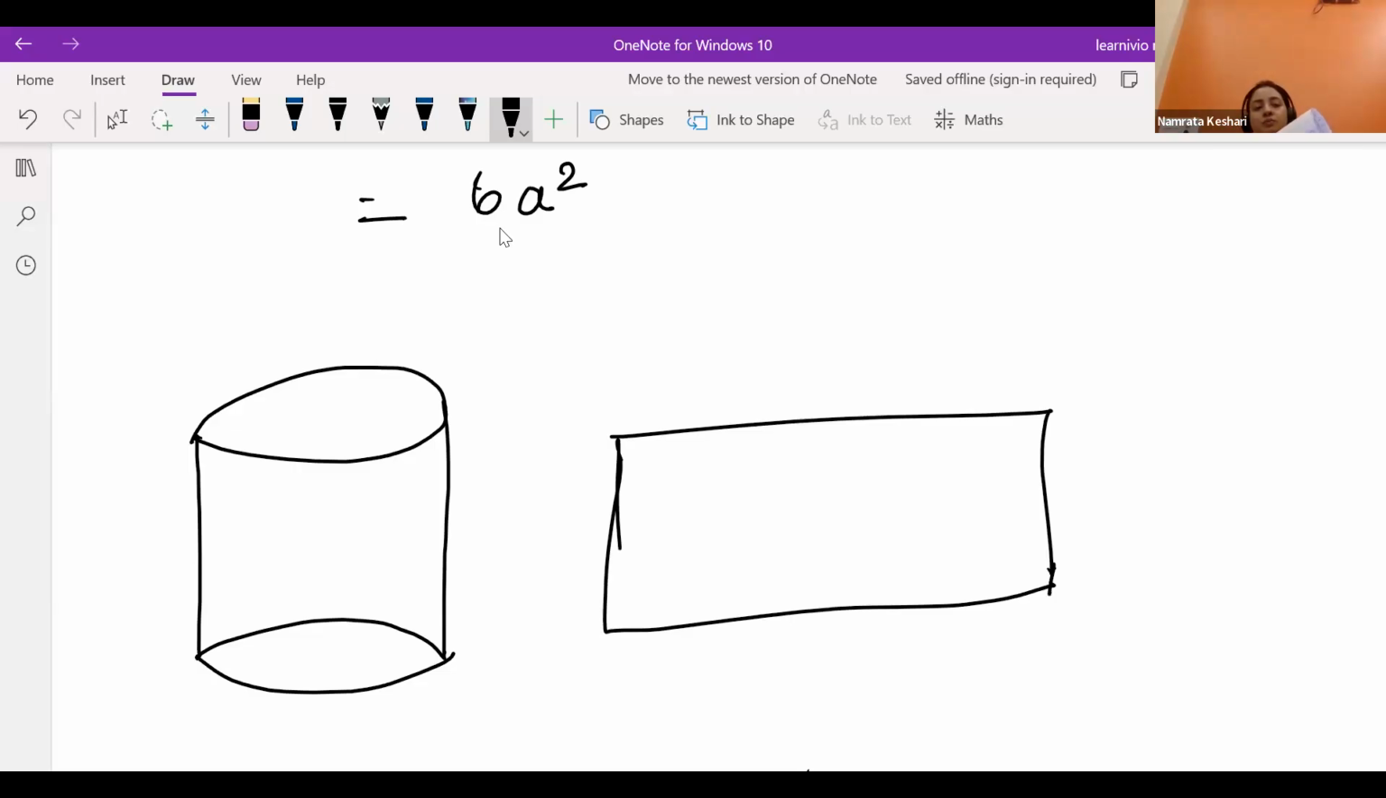Here what we will do, if we cover this one, that means we are taking the consideration of the spaces also. Here we must need a circular plate to cover it.